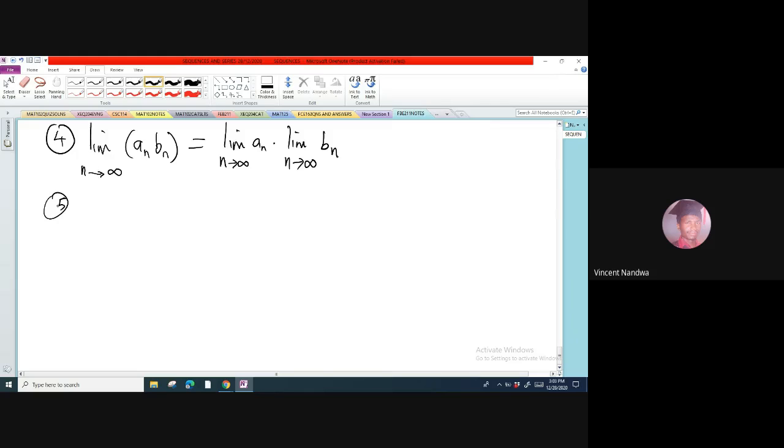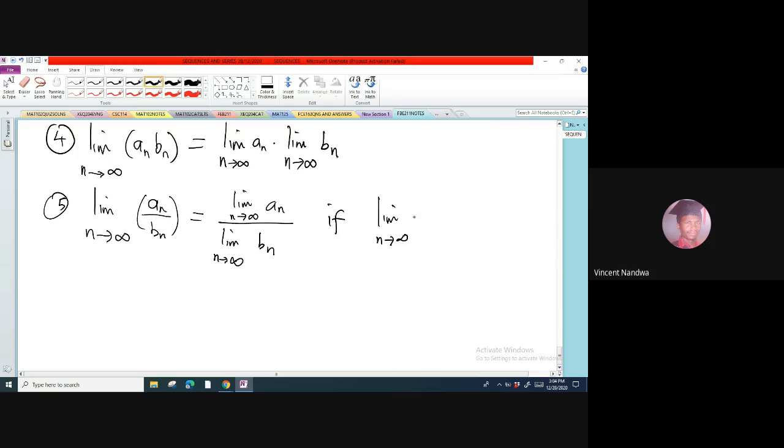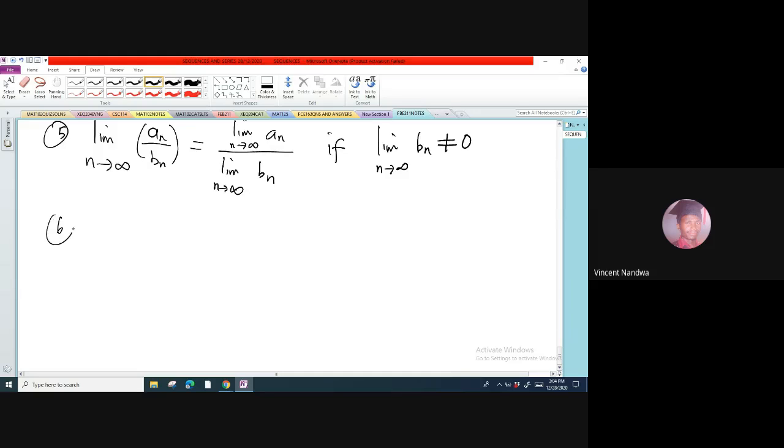Number five, the limit as n approaches infinity of a_n over b_n equals the limit as n approaches infinity of a_n over the limit as n approaches infinity of b_n, whenever the limit as n approaches infinity of b_n is not zero, because we don't divide by zero. And then six, the limit as n approaches infinity of c is equal to c. These are the same laws we saw when we were doing calculus.